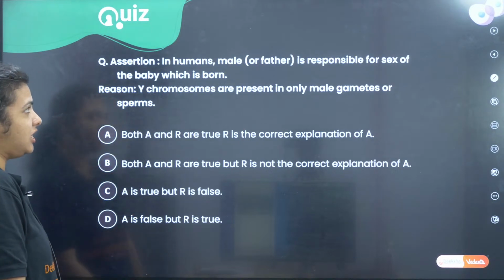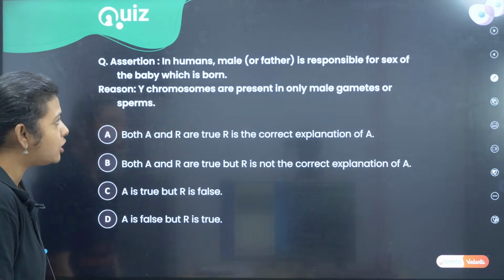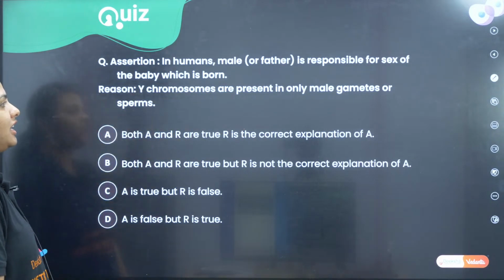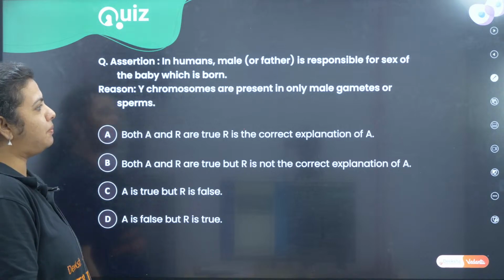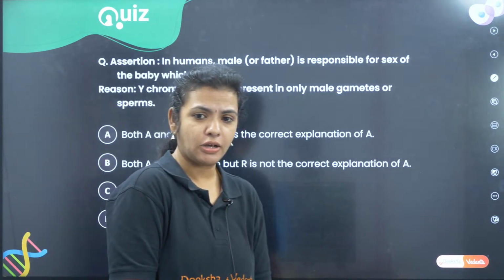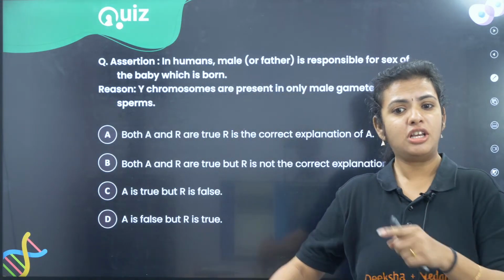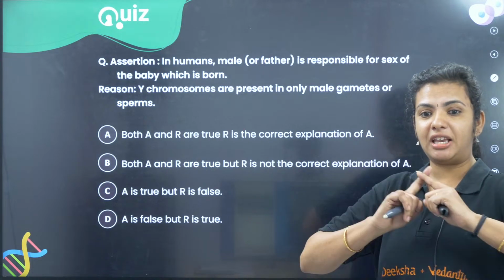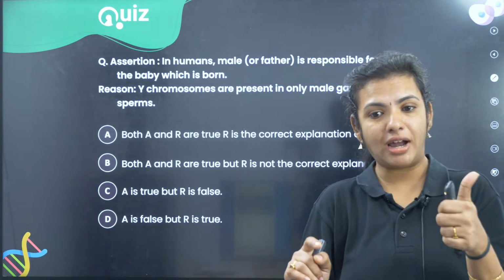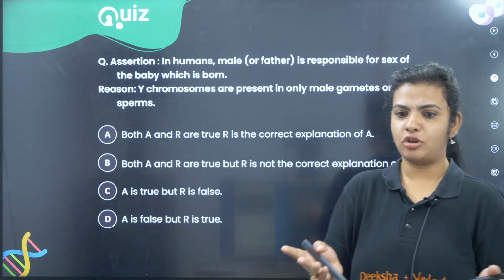Next assertion. In humans, the male is responsible for sex of the baby which is born. The reason says Y chromosomes are present in only the male gametes or the sperms. Very simple question this is. Again, I told you, same sex determination being asked in different formats. One marker, assertion and reasoning, long answers, all of it.